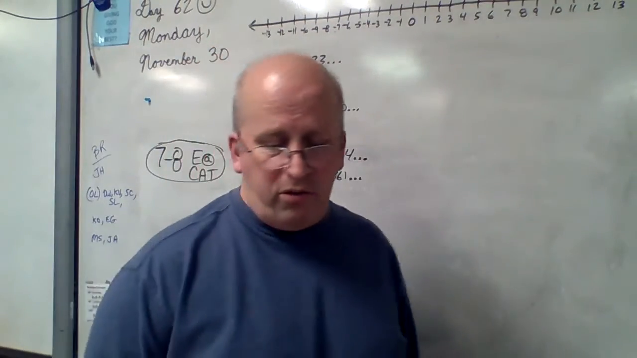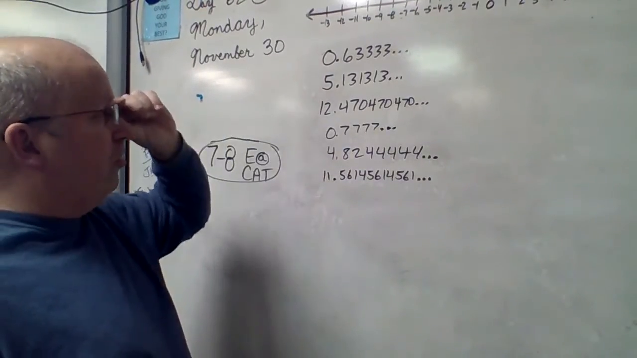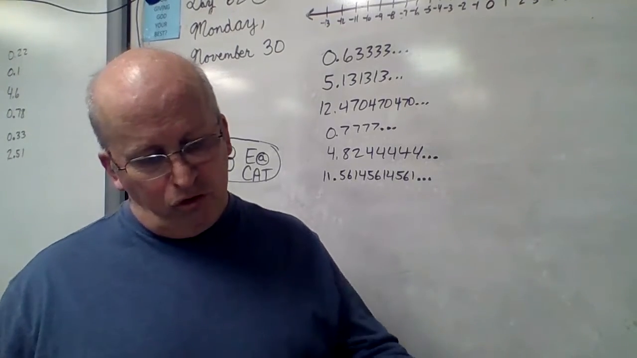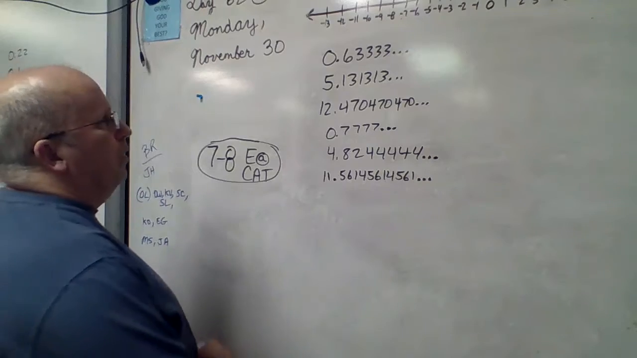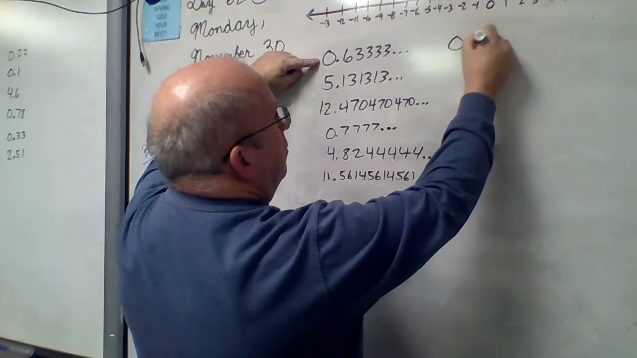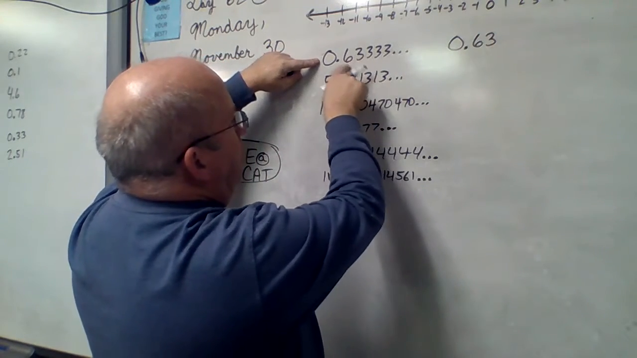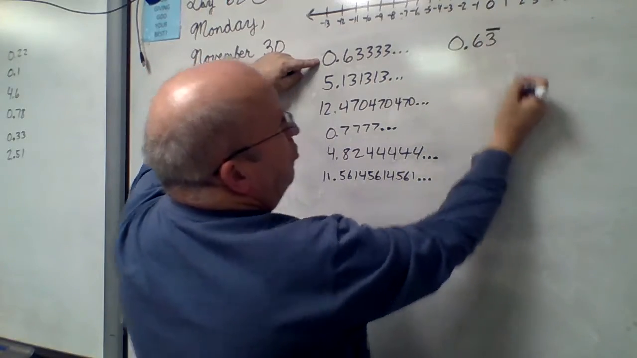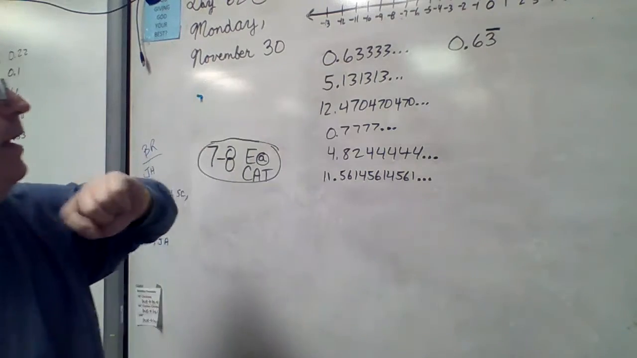So let's take a look at some problems here. First of all, what if we were told to turn this into bar notation, or write it as a repeating decimal with bar notation? For this one, it would be 0.63. The 3 is the only part that repeats. The 6 is not repeating. So notice I put the bar over just the 3, not the 6, because the 6 is not repeating.